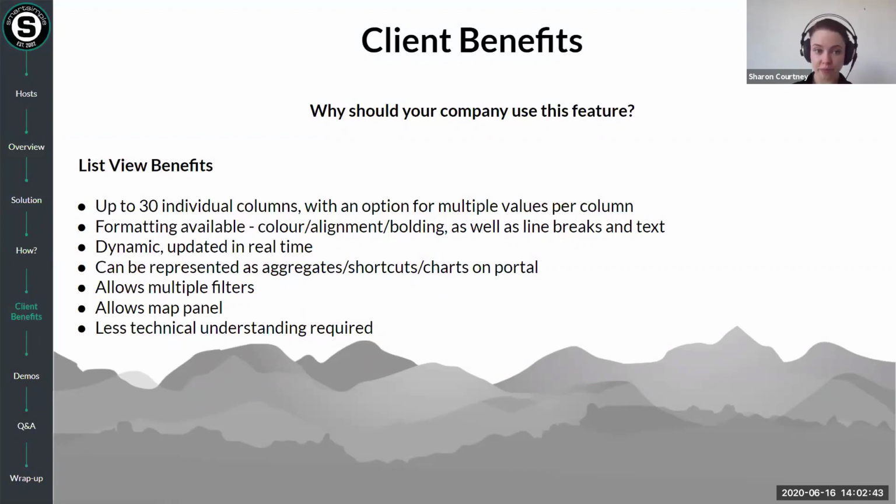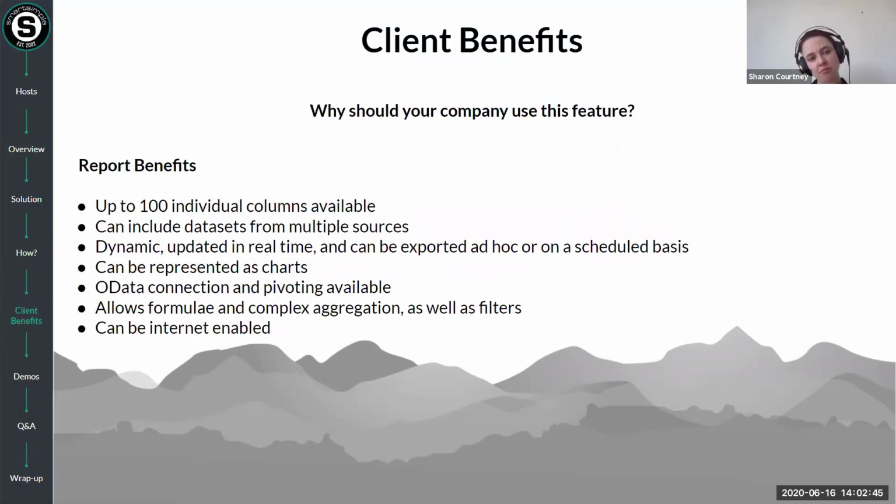So reports in SmartSimple are data mining deep reports, very powerful. You can have up to 100 individual columns. You cannot combine values in a third column as such. It would be more calculations. You can include data sets from multiple sources. So what I mean by that is, let's say that you wanted grant details and also maybe budget details or perhaps program details from the year that it occurred.